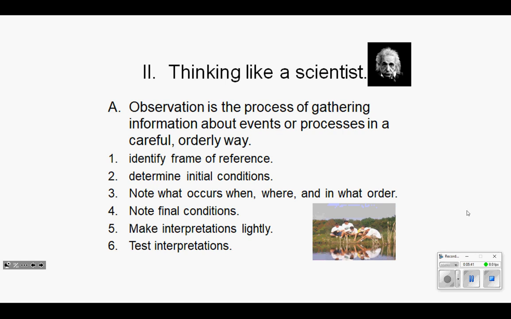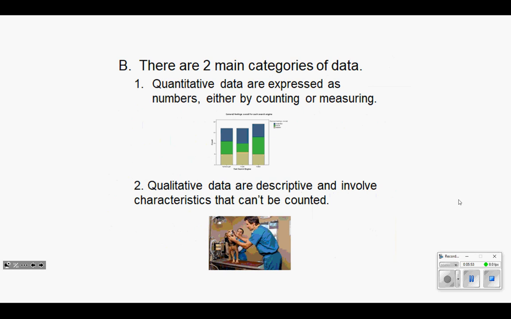So can science explain supernatural phenomena? No, because it's not falsifiable, it's not repeatable, it's not testable. So there are limitations to science. And when you are doing science, you need to take data, and there are two main categories of data.